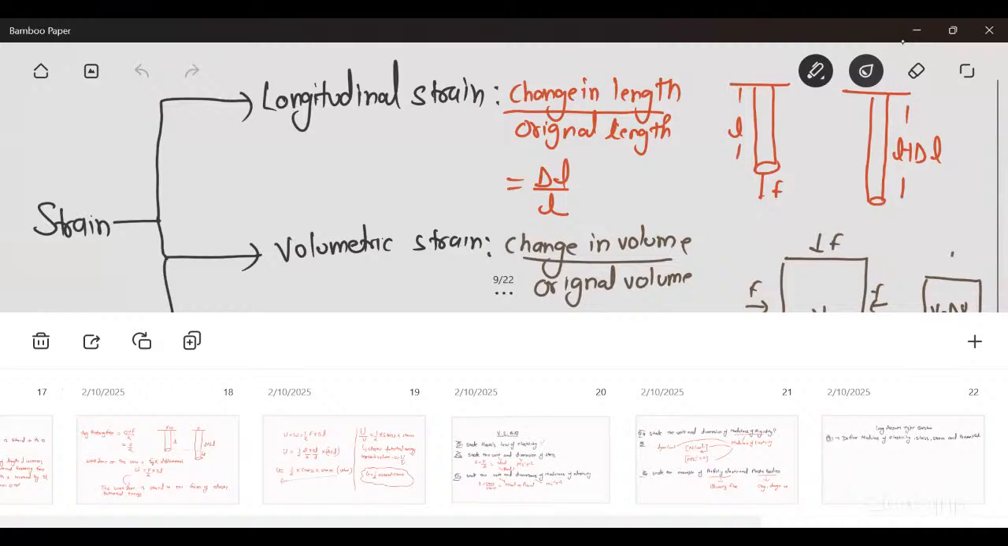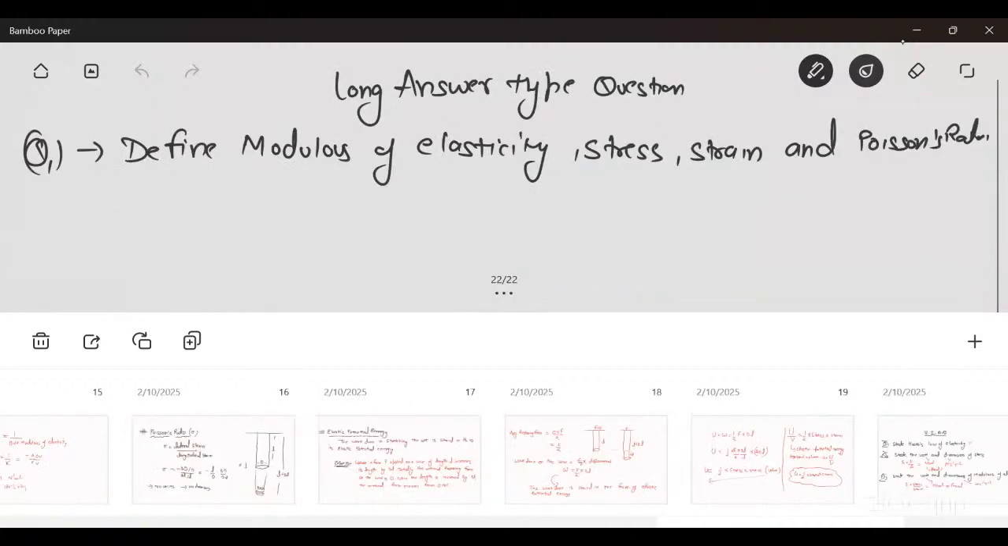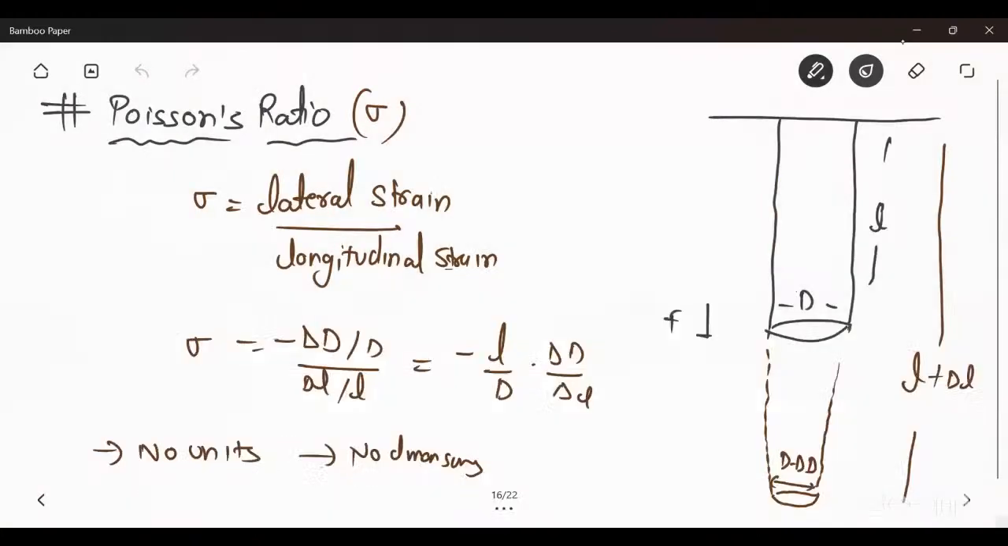What is Poisson's ratio now? The last question is: define Poisson's ratio. Poisson's ratio is that within the elastic limit, the ratio of lateral strain to the longitudinal strain is known as the Poisson's ratio. It has no unit and dimension.